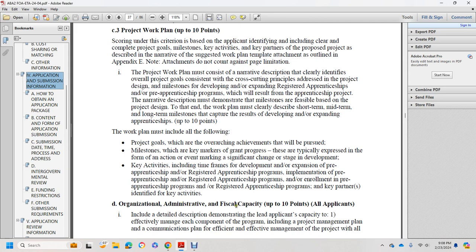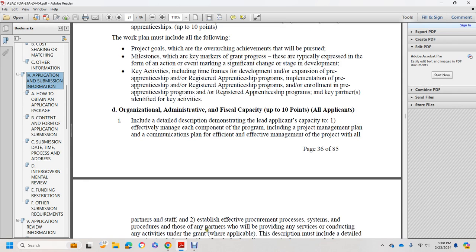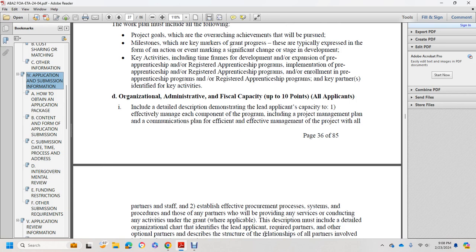Organizational and administrative capacity, up to 10 points. All applicants must describe in detail how they demonstrate the lead applicant's capacity to effectively manage each component of the program, including the project plan, management plan, communication plan, with efficient and effective management of the project with all partners and staff. Two, an established effective procurement process, system, and procedure for any of the partners providing any services or conducting any of the activities under the grant, where applicable.